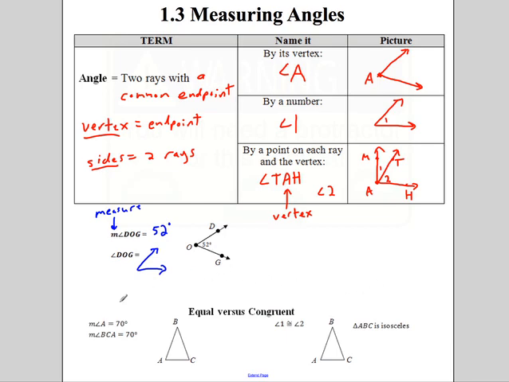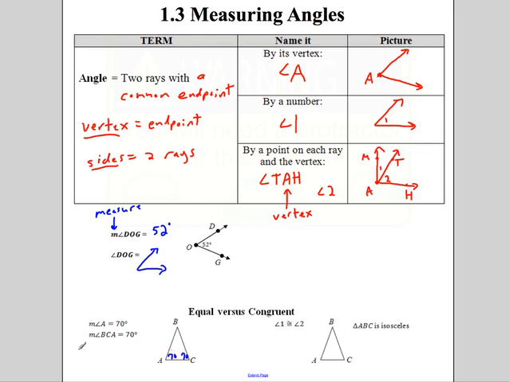And then on the bottom here, I kind of snuck it in, equal versus congruent. So the same thing here. I can say the measure of angle A is 70 degrees. I can say this is 70. I can also say the measure of angle BCA, so I'm referring to this as 70, depending on what you want to call it.